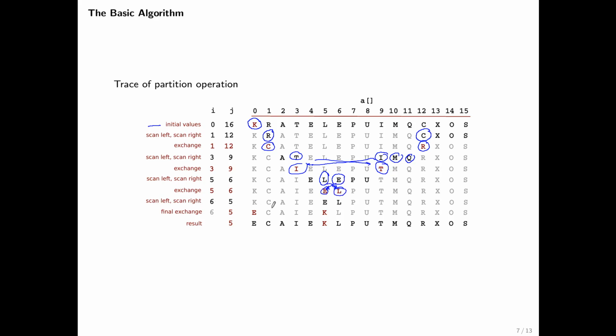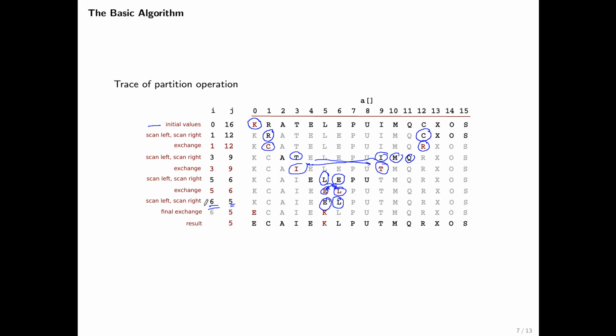And then we scan again. Now we stop at this L here from the left, and from the right we stop here. But now notice that i has a value 6 and j has a value 5. So 6 is greater than or equal to 5.